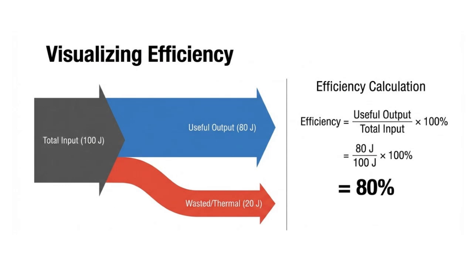The calculation of efficiency is straightforward. You take the useful output and divide it by the total input, then multiply by 100 to get a percentage. In this example, that means 80 divided by 100, which gives us 0.8, or 80% efficient. This means that 80% of the input energy is effectively used, while the remaining 20% is lost, helping to quantify how well the system performs.